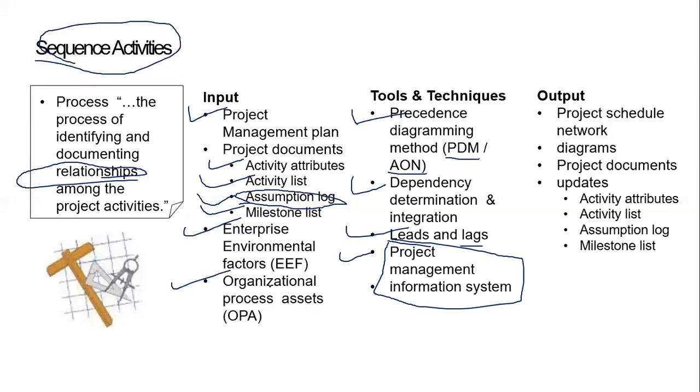So I'm doing all the sequencing. What is the output? A schedule network. In the next slide, we are going to see some examples of that. These are the diagrams of it, so it's a schedule network diagram. And then some project documents are going to be updated. These are updates to documents already created in earlier processes: the activity list and attributes, then the assumption log and milestone list.